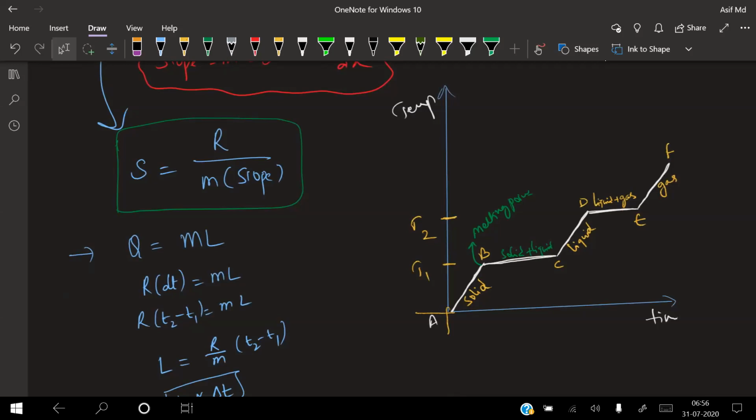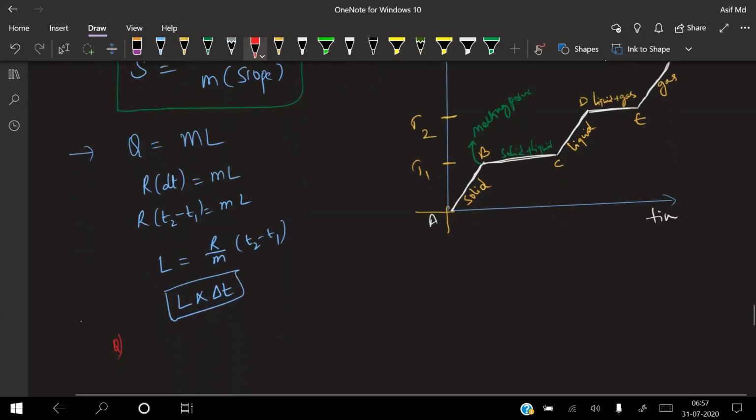A to B is a solid. B to C, the temperature is remaining constant. When temperature is constant, it means it is going to change state. That means we will be using the formula Q equals m into L of fusion. From C to D, there is a temperature difference, that is nothing but liquid. Again, from D to E, temperature is remaining constant, that means it is changing from water to steam. Then from E to F, again there is a temperature difference, so it is converting into the gas part.